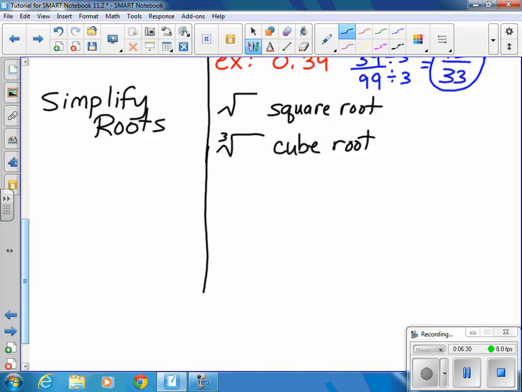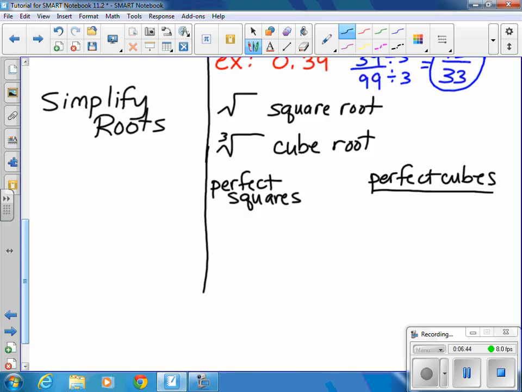Okay, now along with the square root and the cube root, right, we have what are known as perfect squares and perfect cubes. And later in the year, I will ask that you memorize these, but for right now, you can use your calculator to assist you. A perfect square is a number times itself, and the answer that you get is known as the perfect square. Perfect cubes are a number times itself to give you that perfect cube answer.